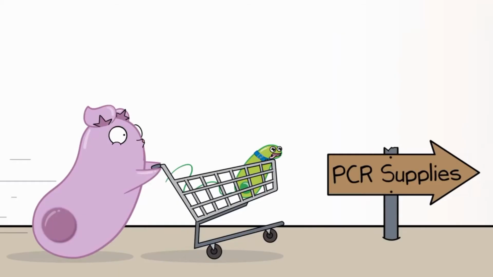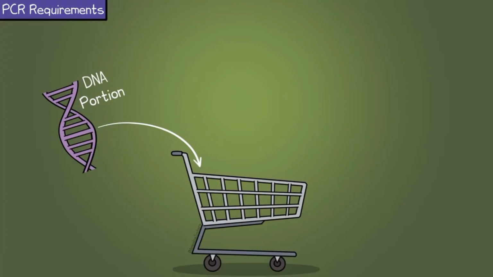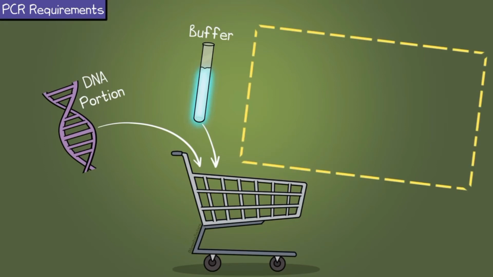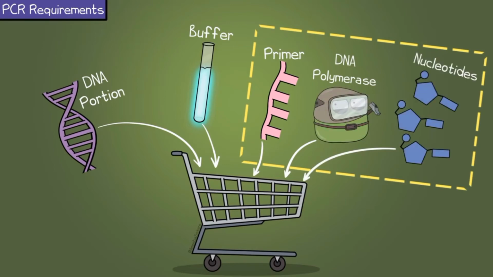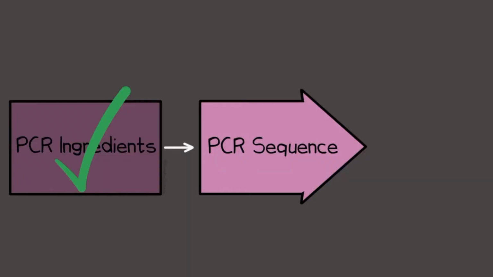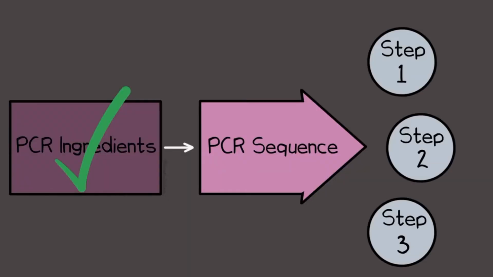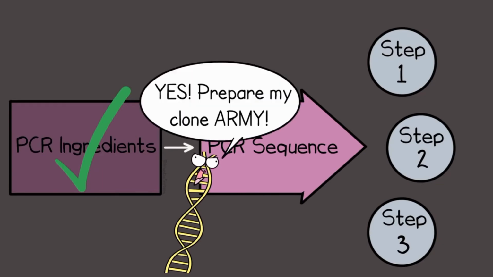PCR process. Before the process of PCR starts, these are the requirements needed. First, DNA template, buffer, primer, DNA polymerase, and nucleotides. When the requirements are complete, the PCR process will start. The PCR sequence is divided into 3 steps. First is denaturation, second is annealing, and third, extension.